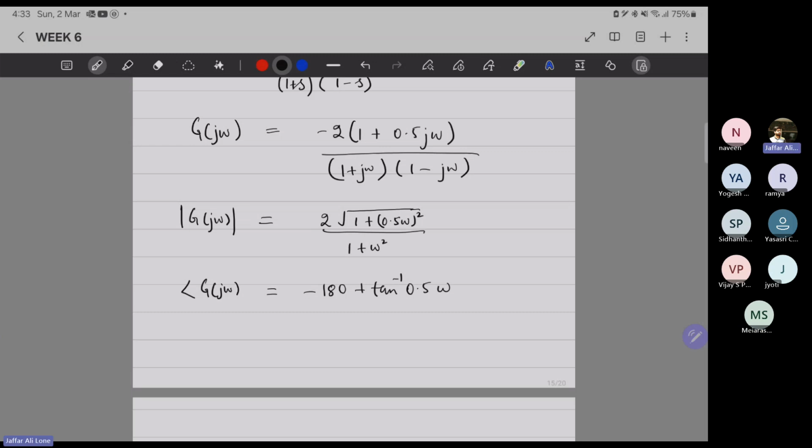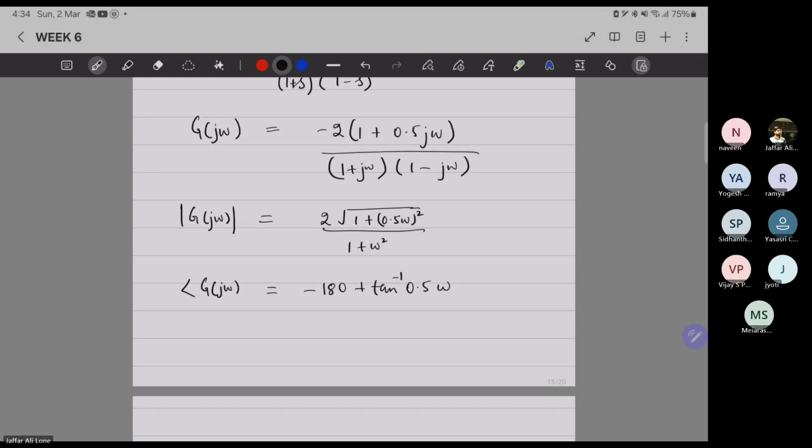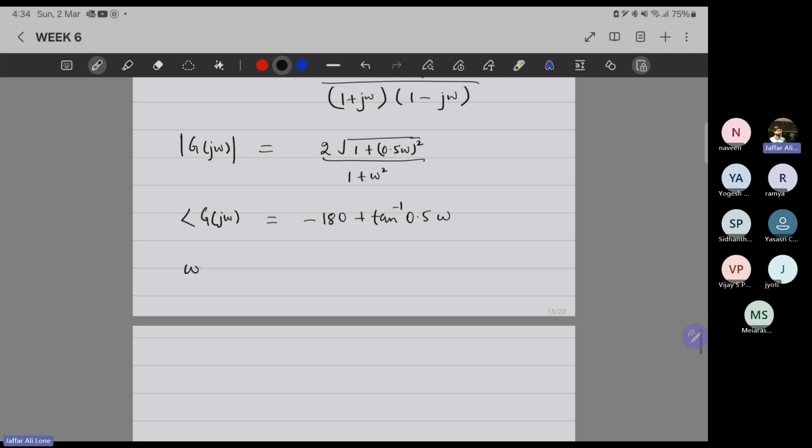Is that clear? Okay. So if the angle is this, then what we have to do is put in the value of omega as 0 and then the value of omega as infinity. So when you put omega as 0, my magnitude will be 2, and the angle of G(j omega) in the phase calculation you have written as minus 180.